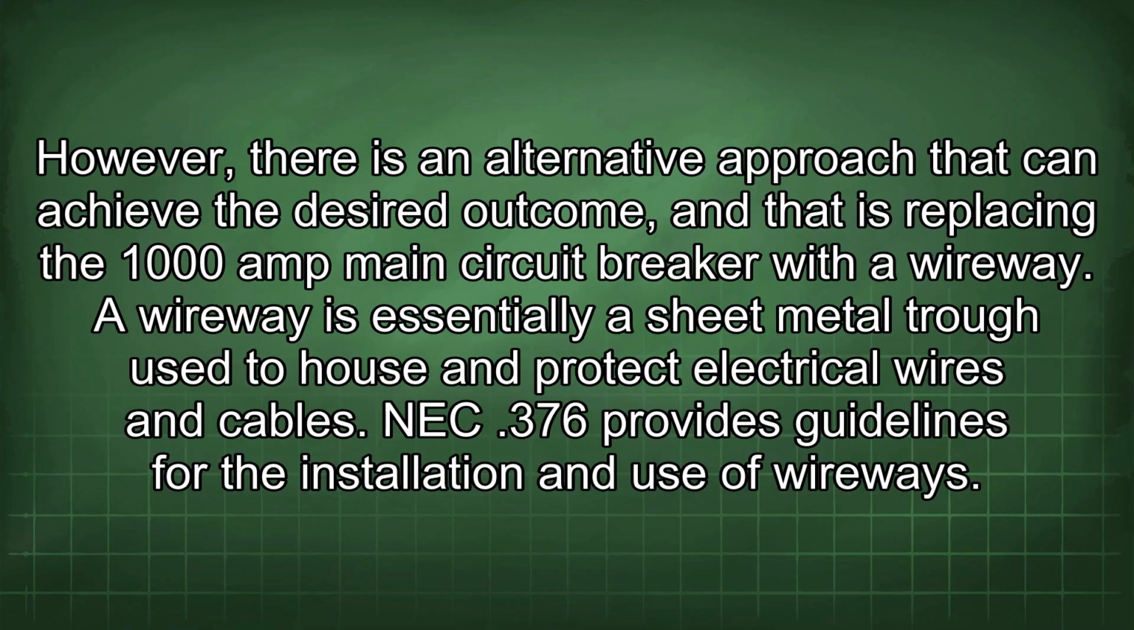However, there is an alternative approach that can achieve the desired outcome, and that is replacing the 1000 amp main circuit breaker with a wireway. A wireway is essentially a sheet metal trough used to house and protect electrical wires and cables. NEC 376 provides guidelines for the installation and use of wireways.